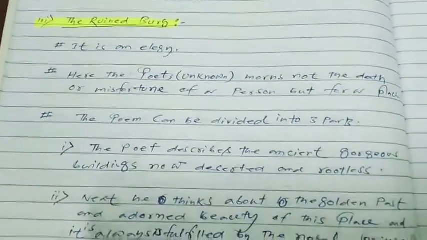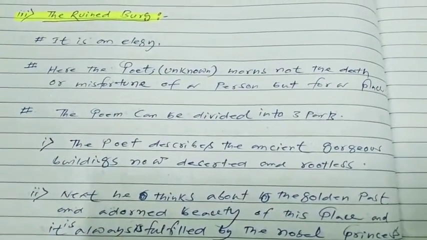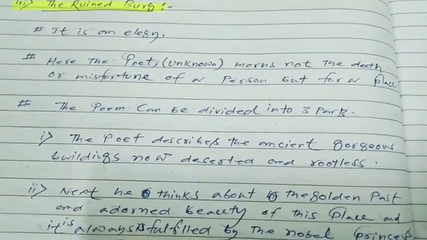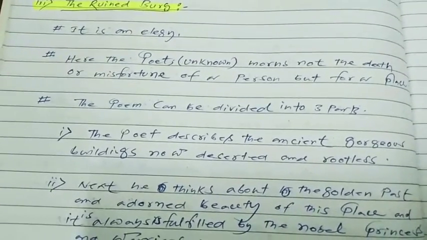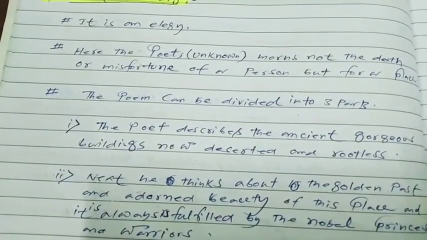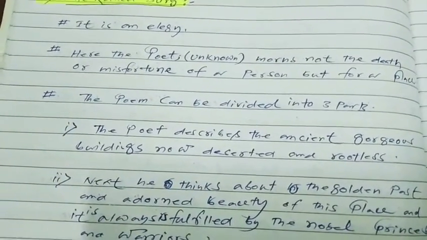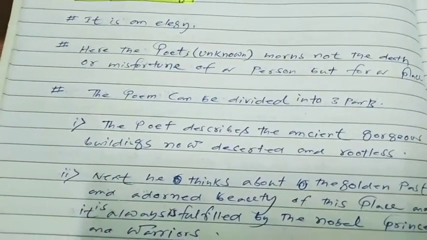The poem can be divided into three parts. First, the poem describes the ancient gorgeous buildings, now deserted, roofless, and tottering. Next, he goes on to muse on its golden past and its adorned and crowded noble princes and warriors. Finally, he contrasts the ruinous present with the pompous past.